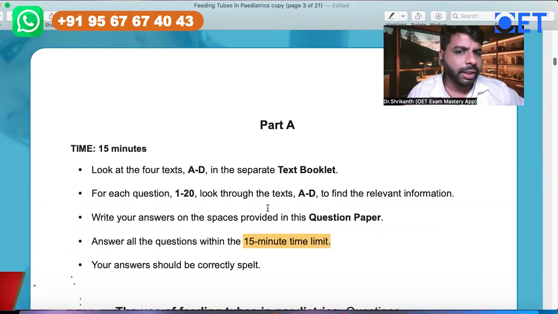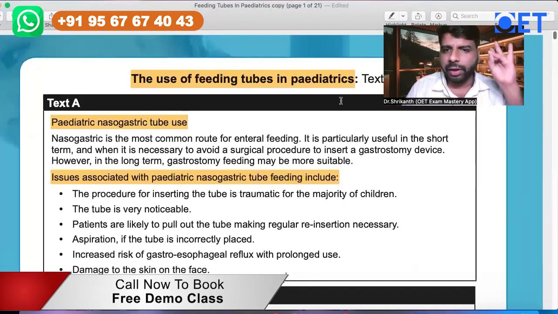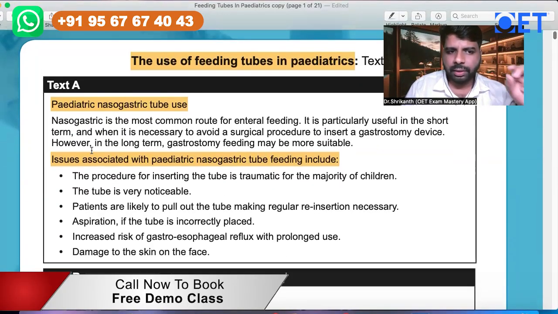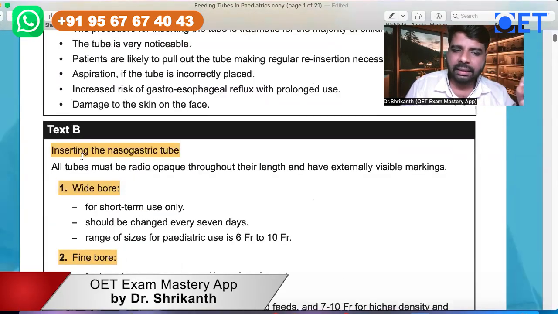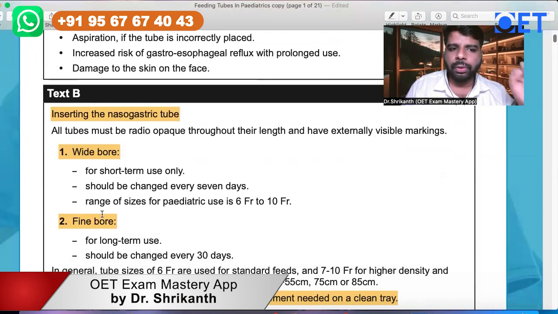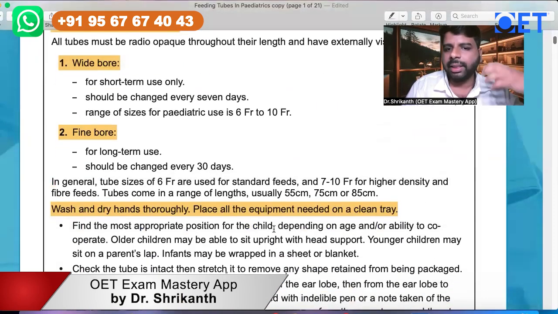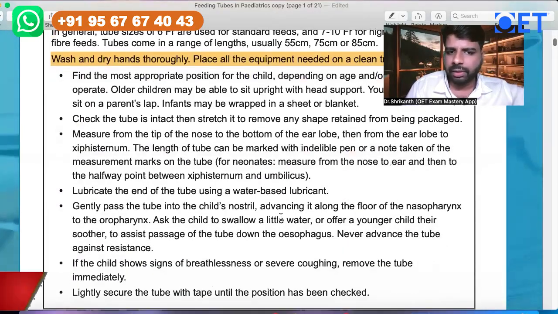They have given you the question paper and you have read the main topic, the use of feeding tubes in pediatrics. Text A, pediatric nasogastric tube use. Issues associated with pediatric nasogastric tube includes. Text B, inserting the NG tube, wide bore, fine bore, hygiene. Wash and dry hands thoroughly, hygienically do the insertion process, place all the equipment in a clean tray and all that. So we have this information.